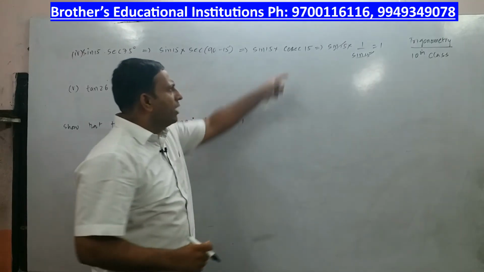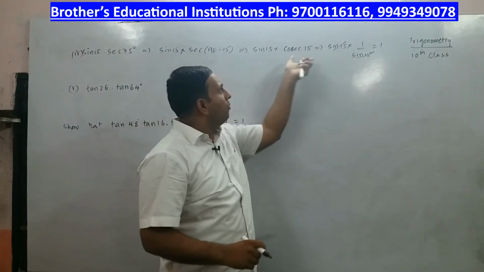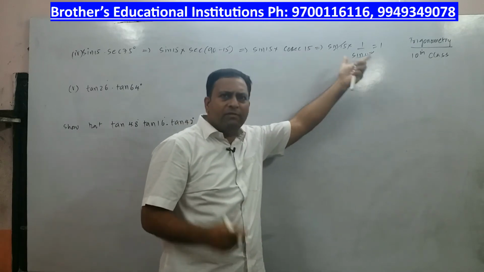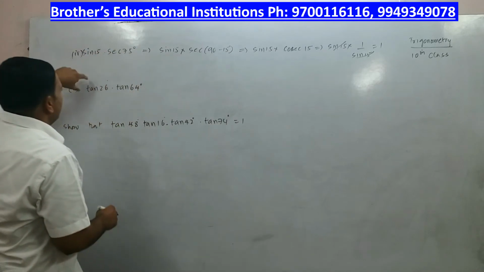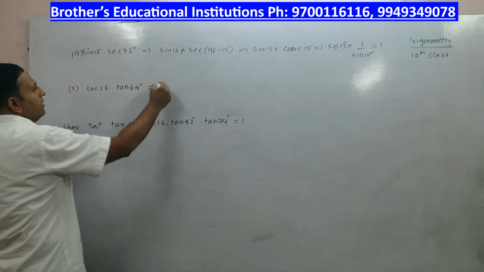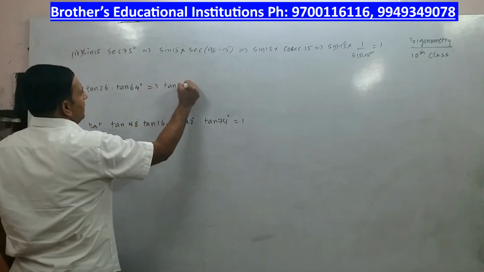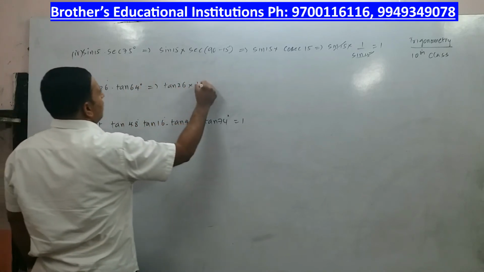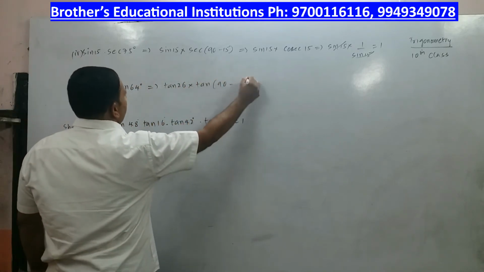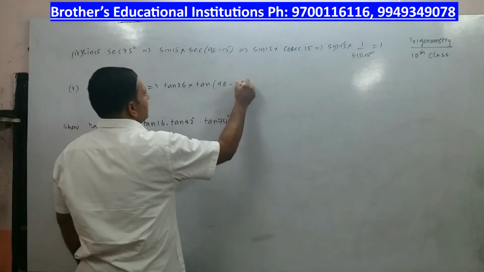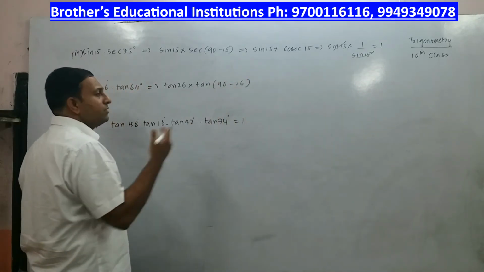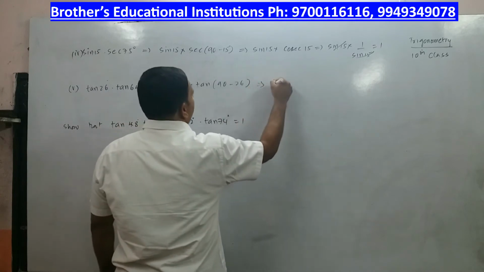Alright. Whenever you get a doubt, it is a formula. Why is cosecant 15 equal to 1 by sine 15? It's a formula. Cosecant theta is equal to 1 by sine theta. Alright. Now, let us do this question in a similar fashion. Tan 26 I'll keep as it is into tan 64, I would like to write as 90 minus something. Now, what is 90 minus something means 90 minus 26. Confirm. What is 90 minus 26? 64. And now you apply the formula.